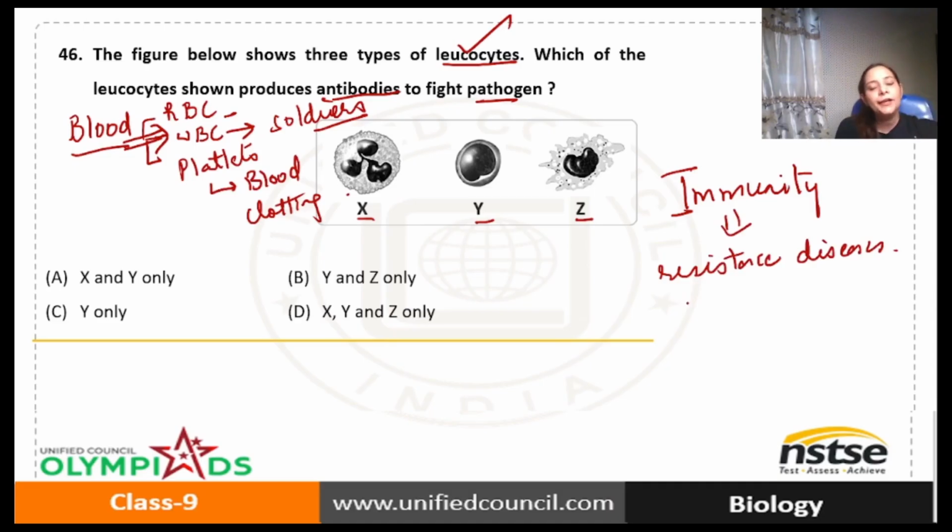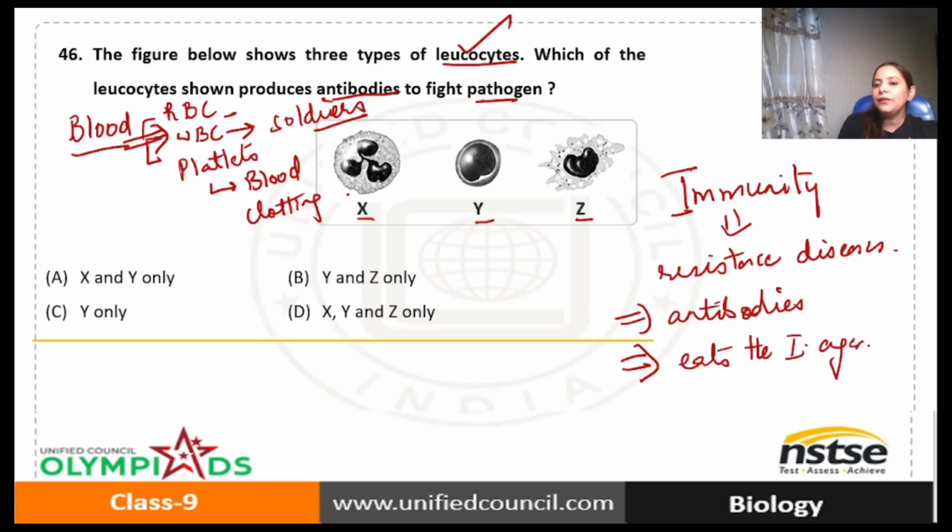There are different types of leukocytes which are performing different functions. So how basically does a leukocyte protect us from infection causing agents? Either it secretes some antibodies which fight against infection causing agents, or else it eats up the infection causing agent. So in both ways it is protecting our body from diseases. Basically in that case it is building our immunity.